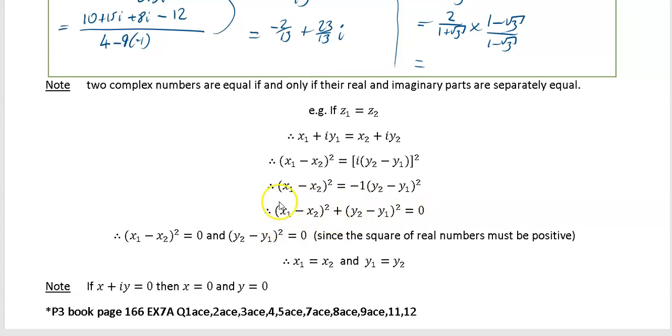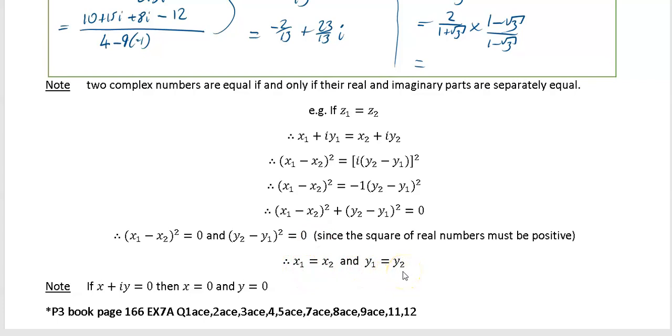Since this thing is squared, it has to be positive. Since this thing is squared, it has to be positive as well. So it's not like they can cancel each other out. So that means this thing has to be equal to 0, and this thing also has to be equal to 0. So x1 minus x2 has to be equal to 0, and the only way that can happen is if x1 is equal to x2, and this thing is equal to 0, and the only way that can happen is if y1 is equal to y2. So the result is, if the two complex numbers are equal, then their real parts are equal and their imaginary parts are equal.